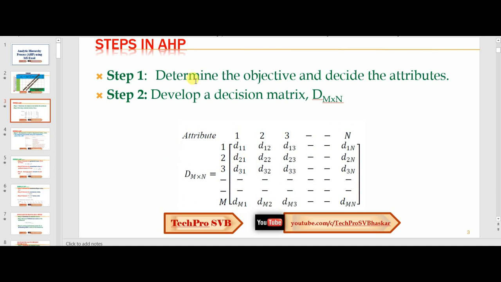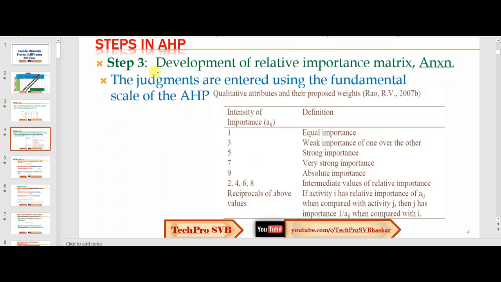The first step is to determine objectives and decide the attributes. So attributes are already decided and the objective is to find the best suitable material. The second step is to develop a decision matrix. So here this is the decision matrix in this case, which is m by n, where 1 to n are criteria or different attributes and 1 to m are the different alternatives. The second step will be useful when we have to decide the best suitable alternative using either SAW or TOPSIS or any such method. Now the third step is to develop the relative importance matrix.